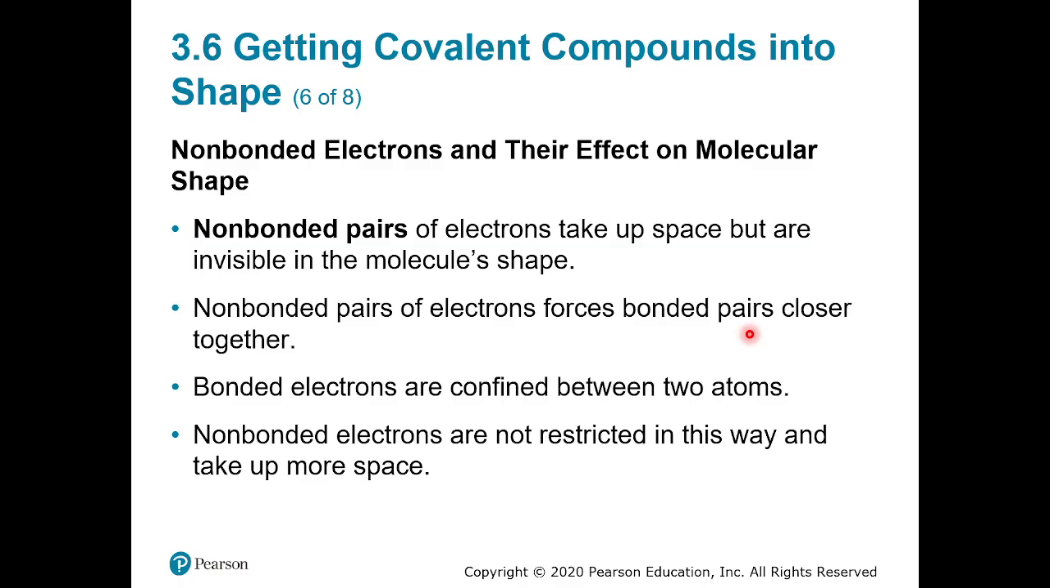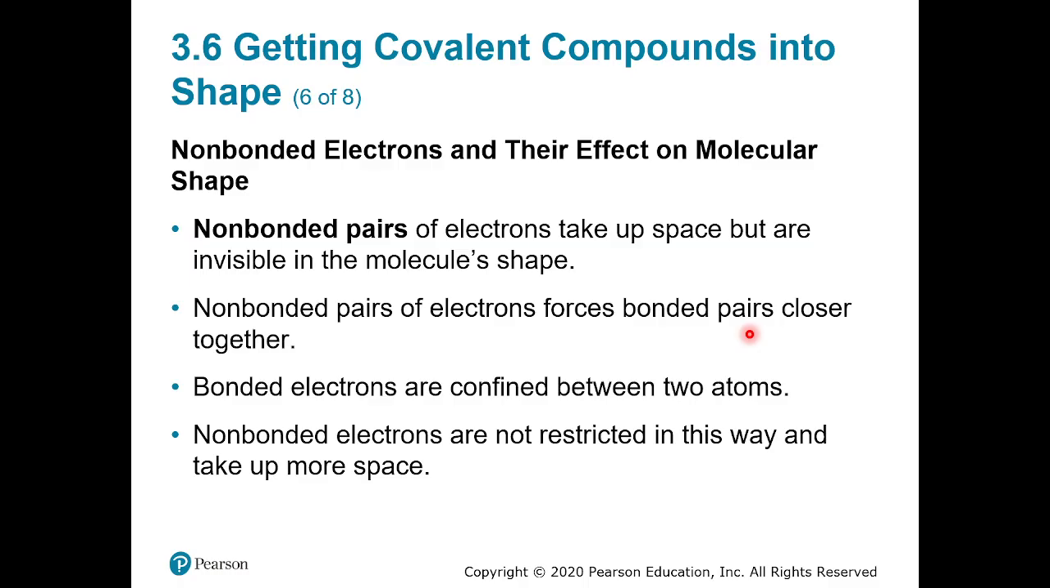Right? Okay. It's kind of like the chair. The chair excludes the space you sit in, right? That affects the shape, but that's not the shape of the chair, right? Because that's where you are. Non-bonding pairs of electrons are going to take up space, but they're going to be invisible in that molecular shape. Non-bonding pairs of electrons force bond pairs closer together because they're going to be very large. They're going to take up a lot of space.